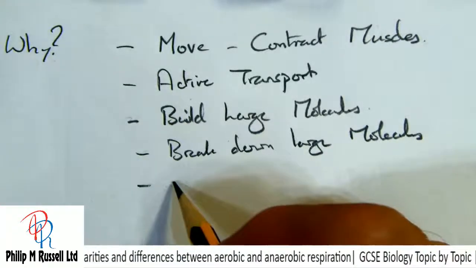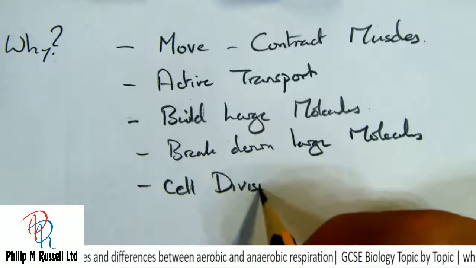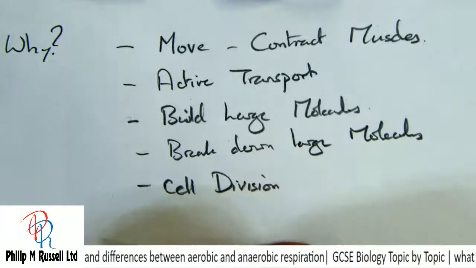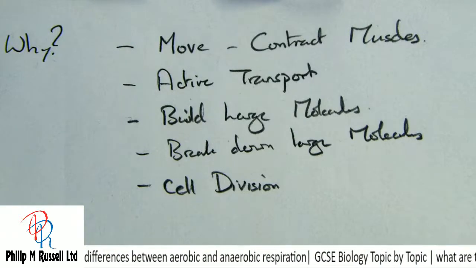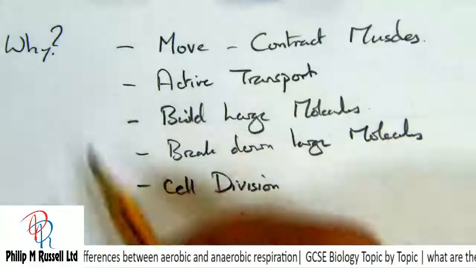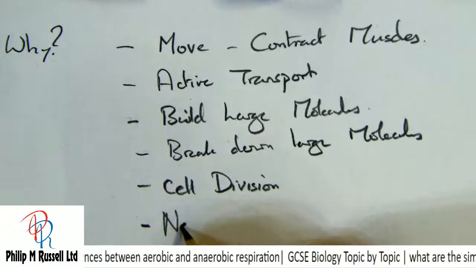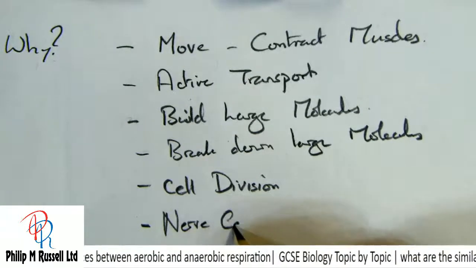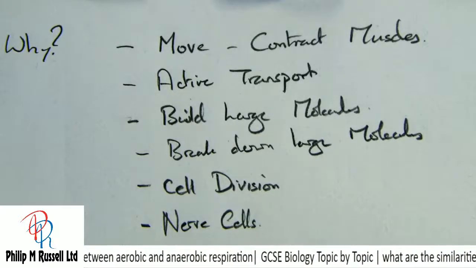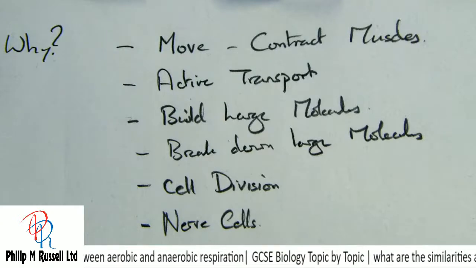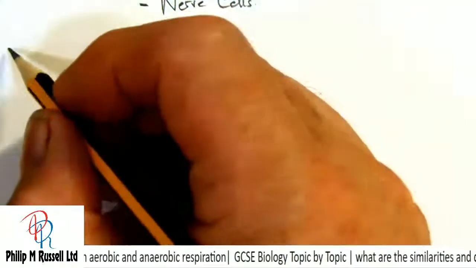We need it for things like cell division. This is not an extensive list, but it's basically the main reason that we need things. I suppose it also powers nerve cells. So, how does the cell get its energy? So, let's deal with that one.